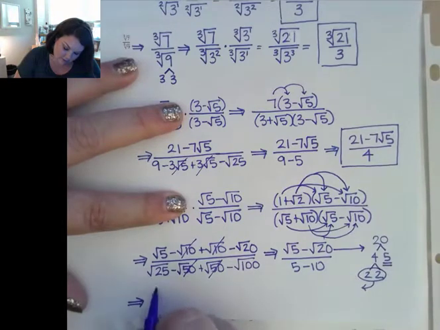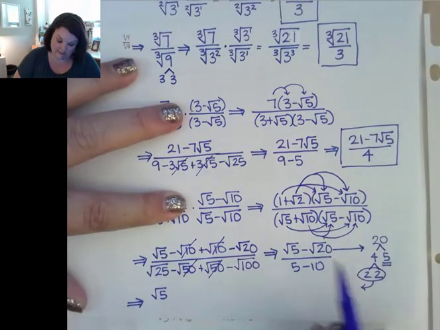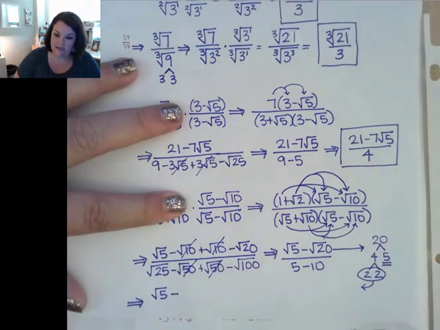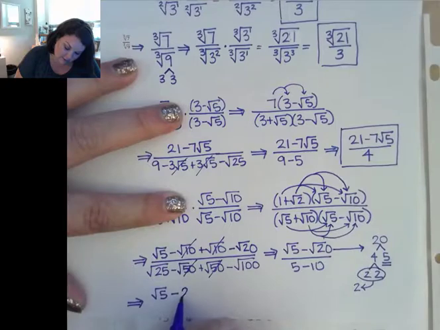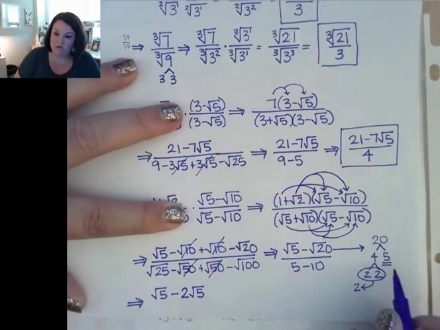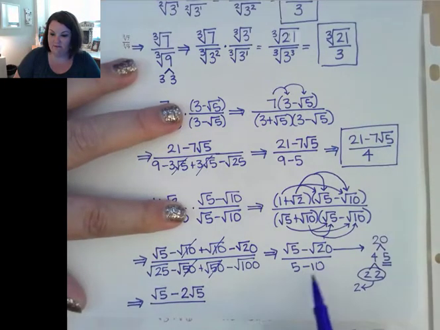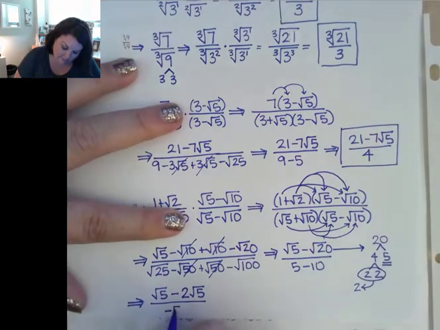So I have the square root of 5 that was already there, right? And then when I simplify this negative square root of 20, I found that I can bring out a 2. So here's the 2 that I'm bringing out, and the square root of 5 that is left over. Okay? All over, when I simplify this, 5 minus 10 is negative 5.